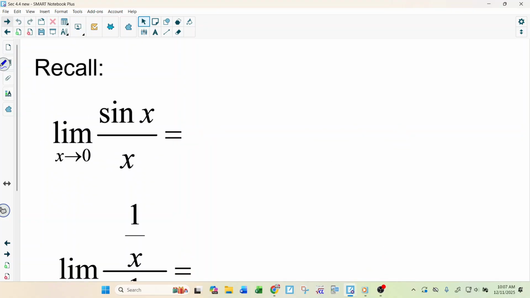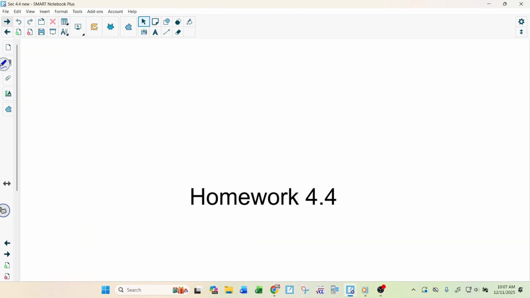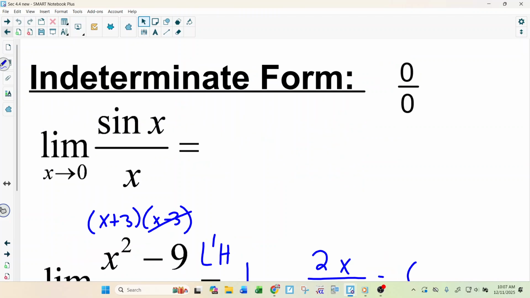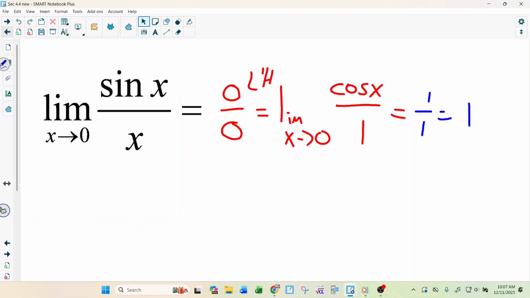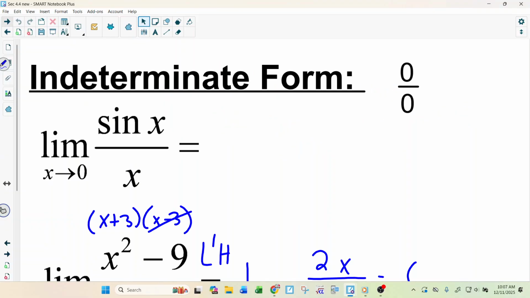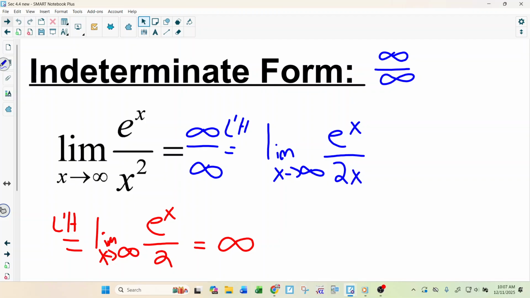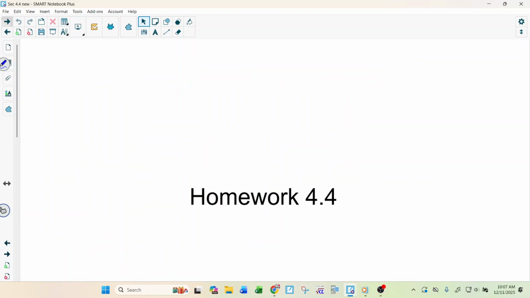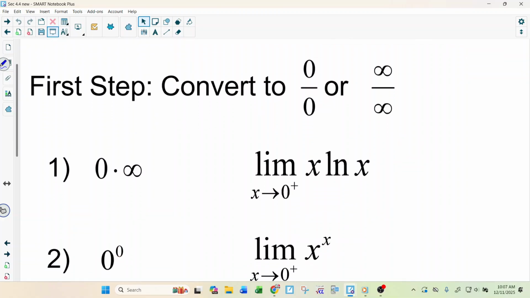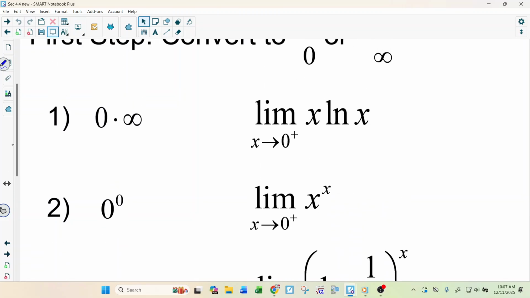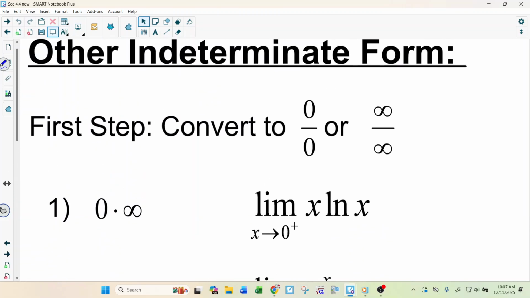So the ones today are not going to be 0 over 0 or infinity over infinity. They're going to be something else. There are other indeterminate forms, something like 0 times infinity, 0 to the 0, 1 to the infinity. And the first thing we're going to have to do is transform these into 0 over 0 or infinity over infinity. So let me show you what I mean.